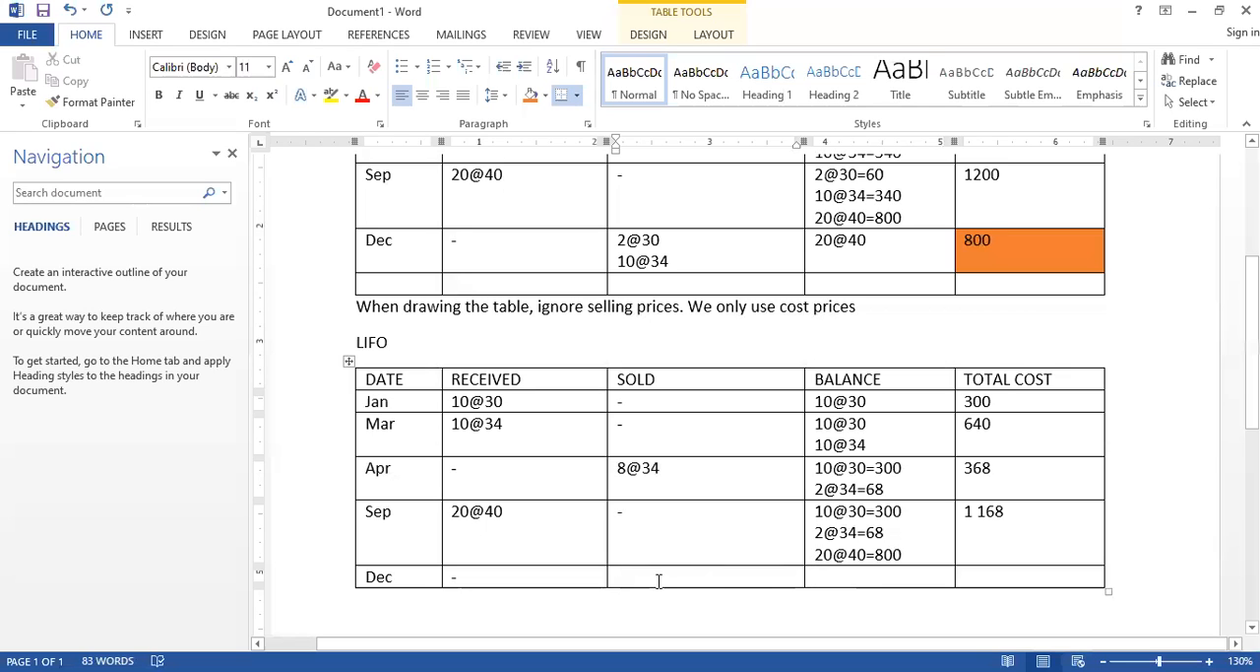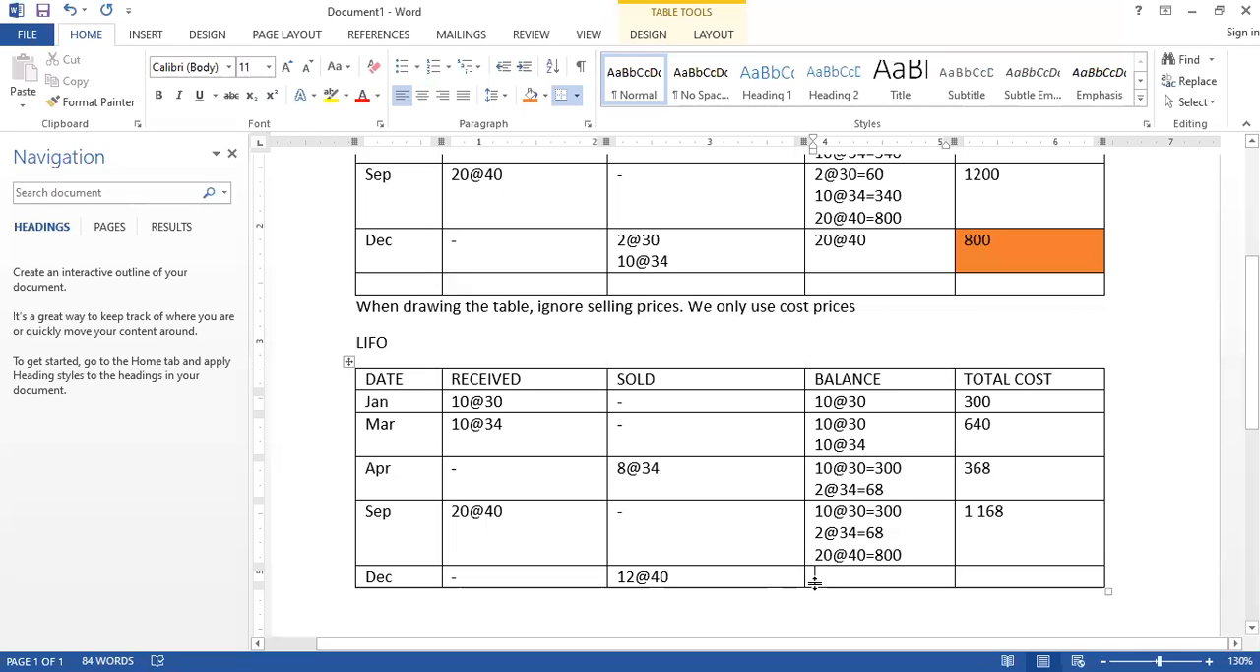So we are told to issue out 12 items. Obviously we have 20 items here, so we can issue out all the 12 items from these 20 units. So 12 at the price of $40. We are starting from the bottom, what came in last. What came in last should be issued out first. At the bottom, we have 20 items, so we sell out 12 of these 20 items.